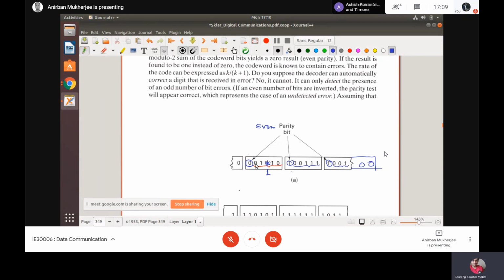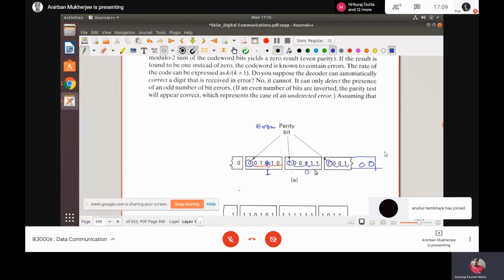There must be some error in this block, but I don't know which block, which particular bit is affected or what. But there isn't 1 bit error. Okay. So similarly, say here there's one. Say this one has got a corruption and it has become 0.